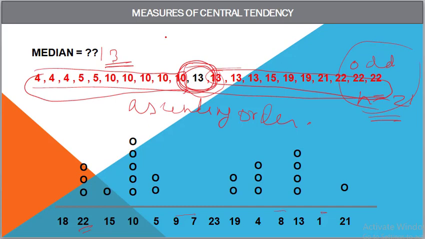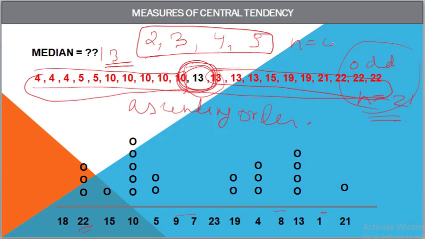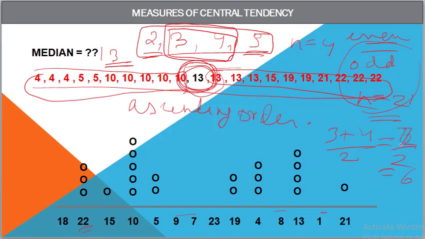Suppose the distribution of the numbers is such that we take an even count. Let's take 2, 3, 4, 5. These are 4 numbers and you have to find the median. So n is here 4, which is even. In this case, what will be the middle point? You remove this, and this comes out to be the middle point. So in this case, you have to take the average of these numbers: 3 plus 4 divided by 2. This comes out to be 7 by 2, which is 3.5.